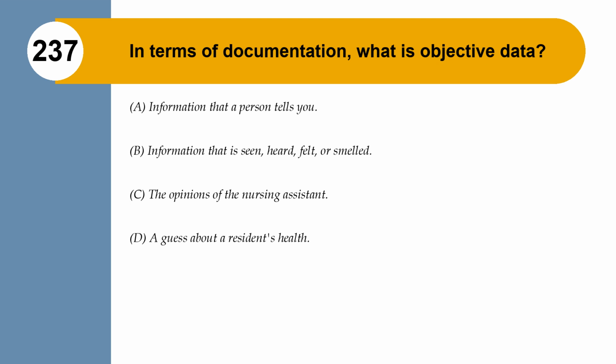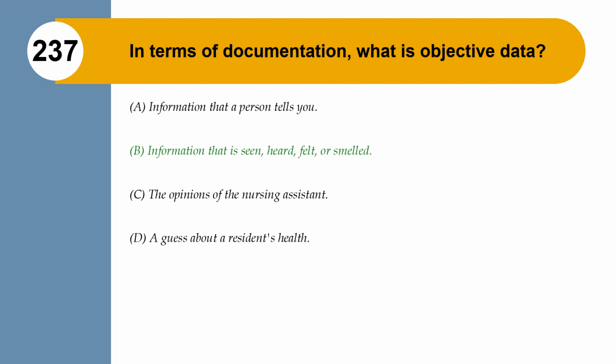Option A, information that a person tells you. Option B, information that is seen, heard, felt, or smelled. Option C, the opinions of the nursing assistant. Option D, a guess about a resident's health.